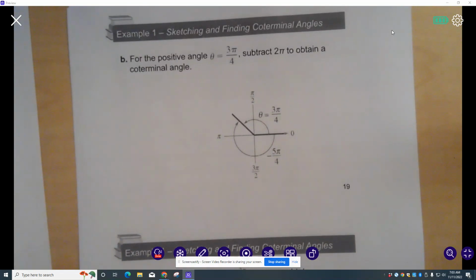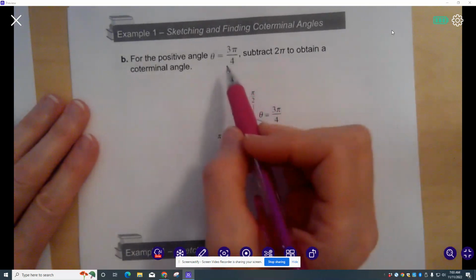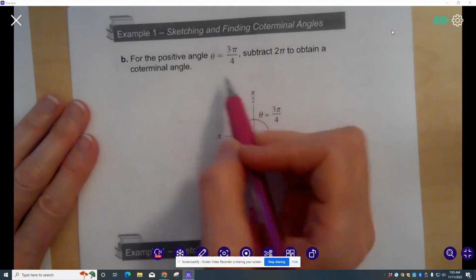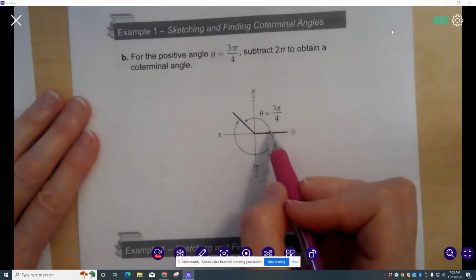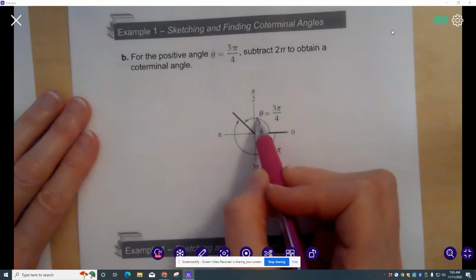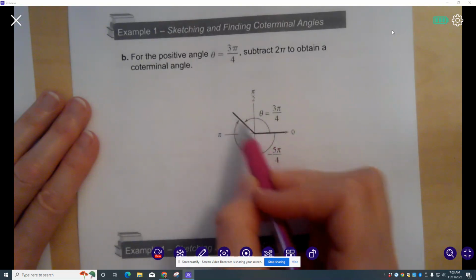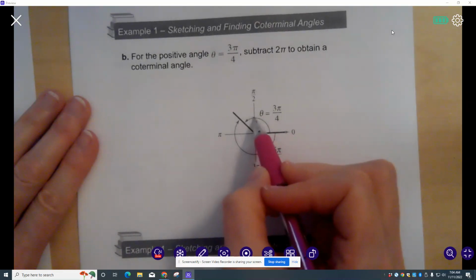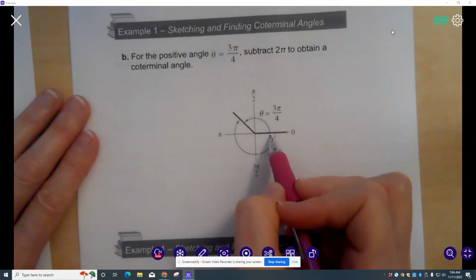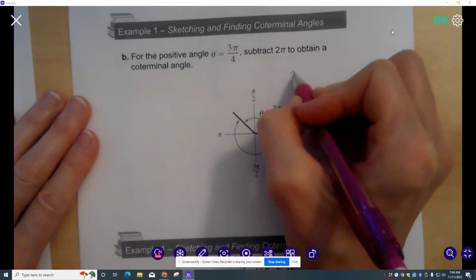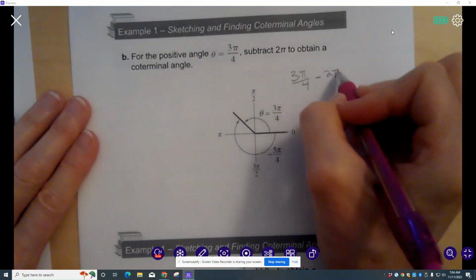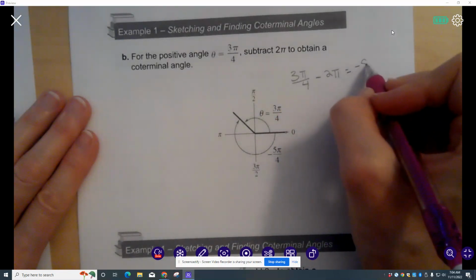Sketching, coterminal, and this is part B. They're all example 1, part B. So this says for this positive angle, we want to find a coterminal angle. So theta equals 3 pi over 4. That's here. And then if I want to find a coterminal angle, this is less than 2 pi. So what I want to do here is take 3 pi over 4 and subtract 2 pi. And I get negative 5 pi over 4.